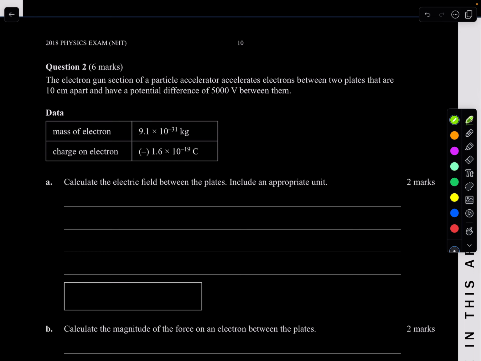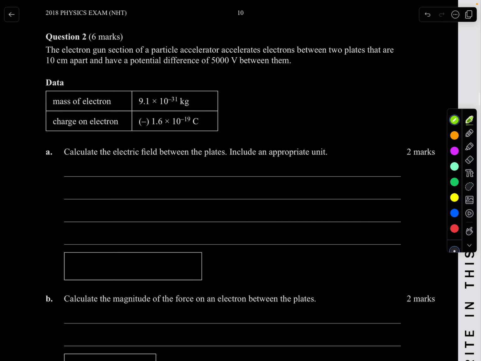The electron gun section of the particle accelerator accelerates electrons between two plates that are 10 centimeters apart and have a potential difference of 5,000 volts between them. Okay, so we're also given the mass of the electron and the charge of the electron. Calculate the electric field between those two plates, include an appropriate unit.